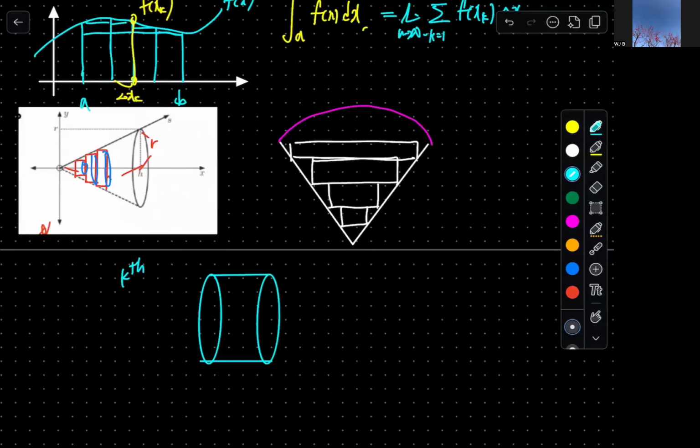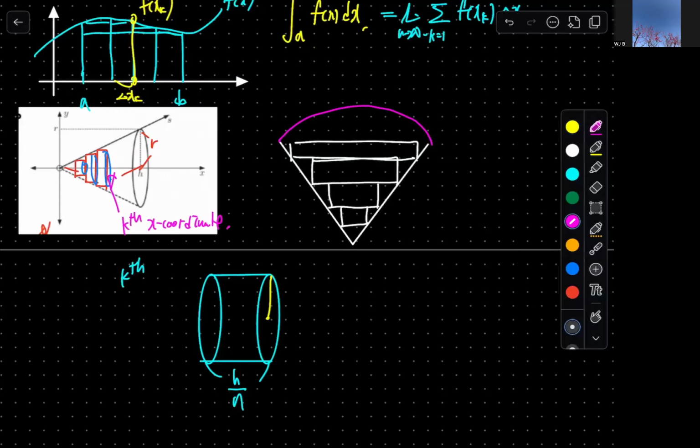For that, what you realize is that the height is going to be splitting the height of the cone n many times. So that's going to be h over n. That is going to be the height of the cylinder. And now I want to know the radius of the cone. For the radius of the cone, that will be the kth x coordinate.